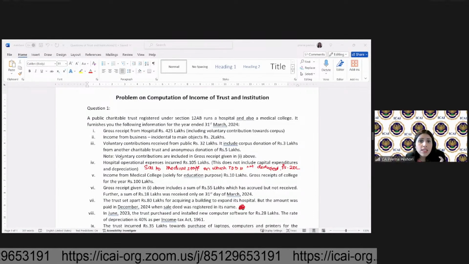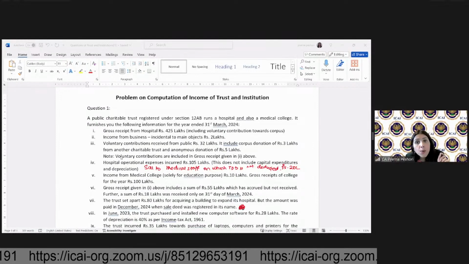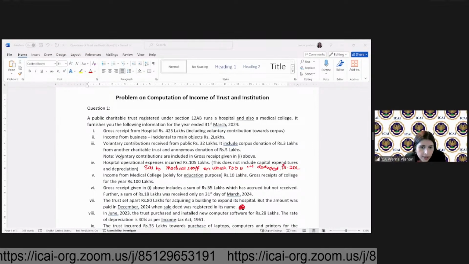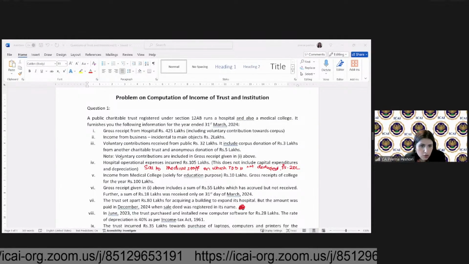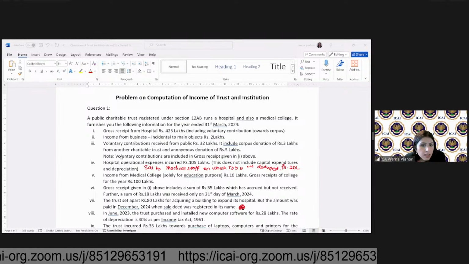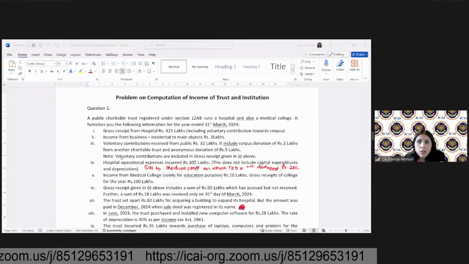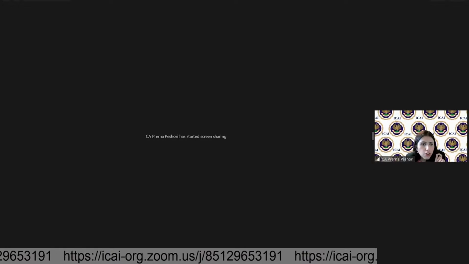Here, this trust is not under 10(23C). This is under 12AB, it is registered. Right? Here it is registered under 12AB. So what is a charitable purpose? If you remember, so let me take you back now. What is my charitable purpose defined? Under 2(15). Relief of poor, education, yoga.